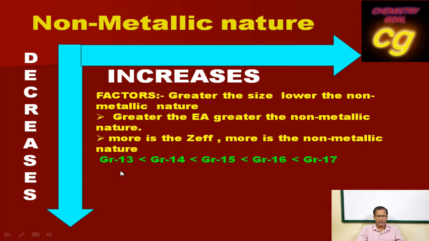Group 13 is less non-metallic than groups 14, 15, 16 and 17. So group 17, the halogen family, has more non-metallic character than group 13. So this is regarding the factors affecting non-metallic character.